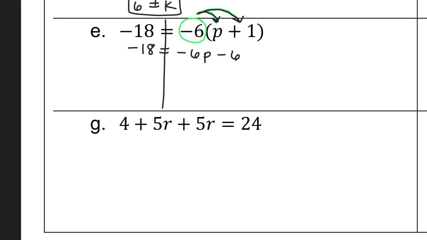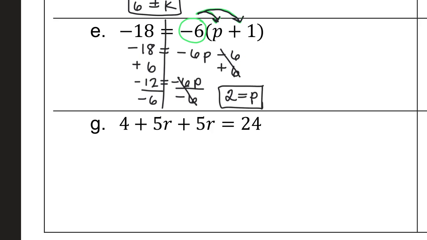Now this problem is just like the last one. We can start by adding 6 to both sides. So we get negative 12 equals negative 6p. Then because that's multiplication, we're going to divide both sides by negative 6. 12 divided by negative 6 gives us 2. So 2 equals p.